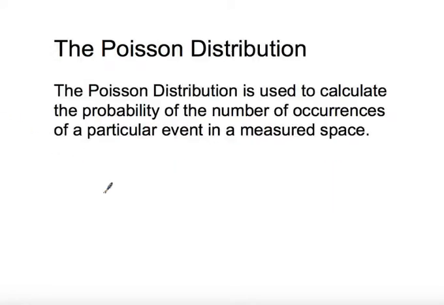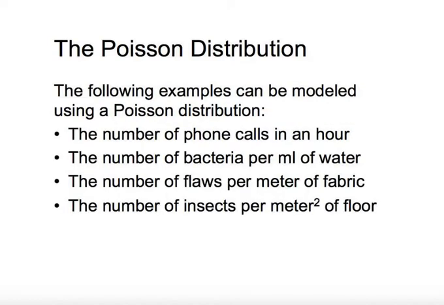What is the Poisson distribution? Well, the Poisson distribution is used to calculate the probability of a number of occurrences of a particular event in a measured space. Now this can happen in a number of ways, and so the following examples are good examples of situations we can model using a Poisson distribution. So the number of phone calls in an hour, the number of bacteria per milliliter of water, the number of flaws per meter of fabric, the number of insects per meter squared.